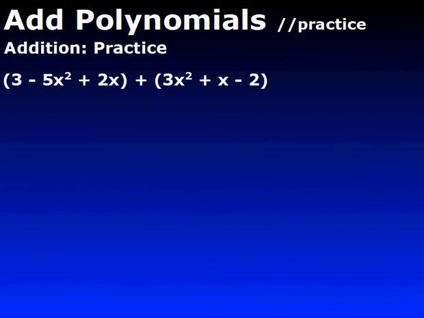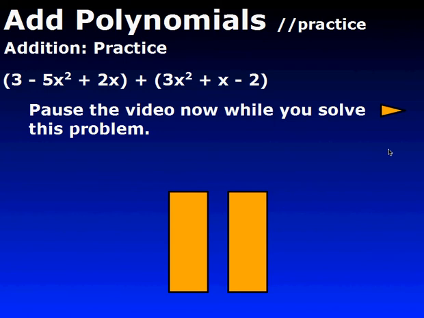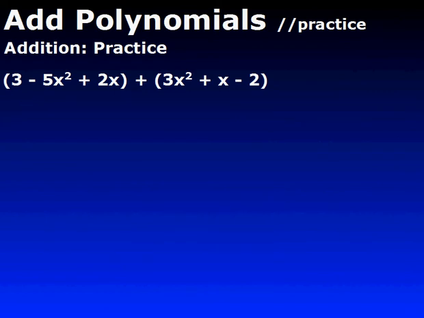Okay, final one. Please pause the video now while you solve this problem. Think you have a solution? Let's check your answer. Begin by scanning for the largest exponent. Negative 5x squared and 3x squared. Negative 5 plus 3, negative 2x squared.